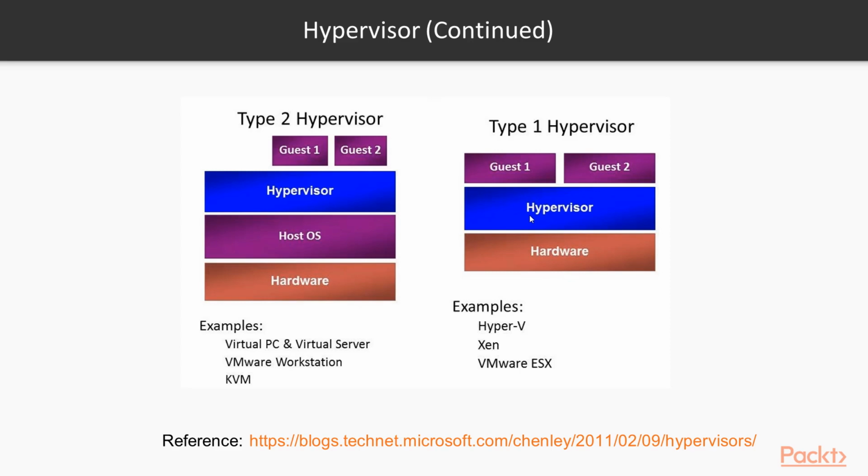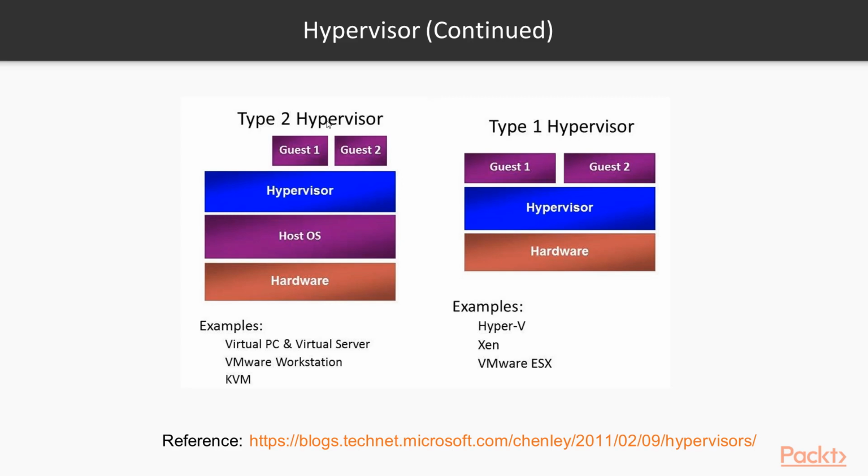As you can see from these diagrams, the type 1 hypervisor includes a hardware layer, and on top of that there is a hypervisor layer which sits on top of the bare metal hardware. On top of that, we can define the virtual machines, which are denoted by guest 1 and guest 2 here. That's why it's called a bare metal hypervisor, because it installs the hypervisor on the bare metal.